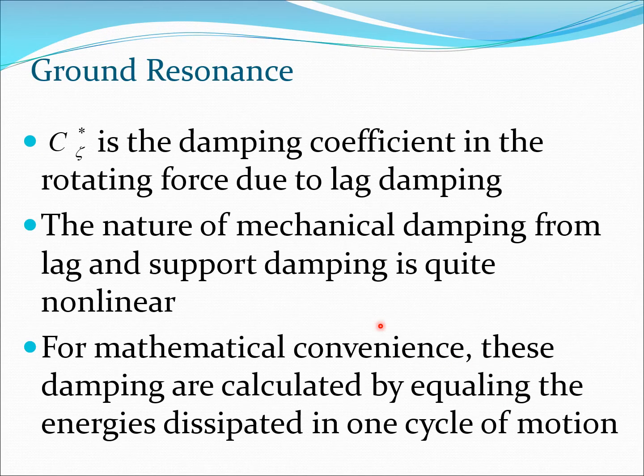So let's look at some of this nomenclature. For example, C zeta star is the damping coefficient in the rotating frame due to lag damping. Now, the nature of mechanical damping from lag as well as support damping is generally quite nonlinear, but for mathematical convenience, these dampings are calculated by equating the energies dissipated in one cycle of motion. So essentially, the equivalent damping concept is used to come up with a suitable viscous damping which can be used in this model.